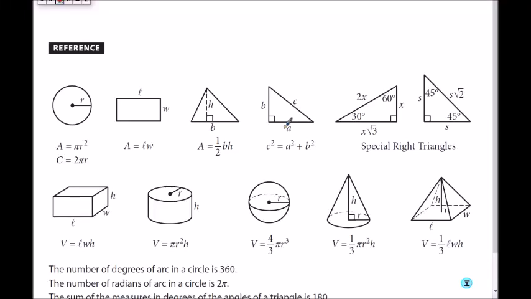Welcome to Wonder Math. Today I'm going to go over the SAT practice test number 6, section 3. You can always find these formulas given on the front of each section.